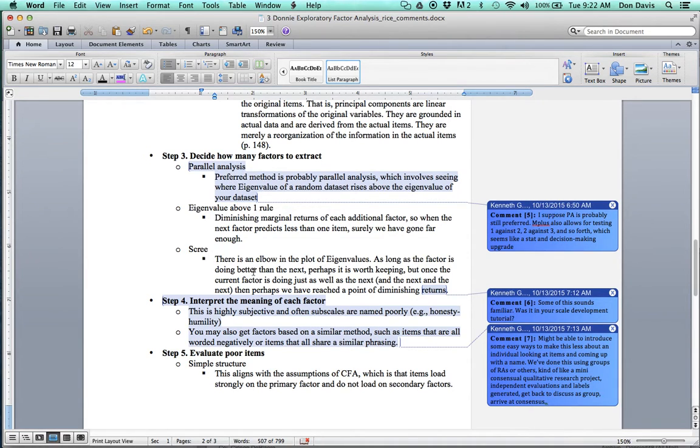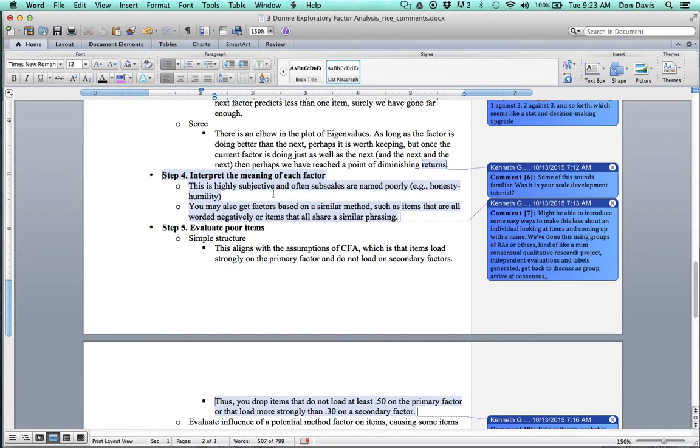And then scree plot, the logic of that is you're looking for an elbow in the plot of the eigenvalues, and there's a point at which the next eigenvalue is pretty much the same value as the prior. This is easier to see in a picture, and we'll look at that later. But these are the different rules of thumb, but parallel analysis is probably the one you want to use.